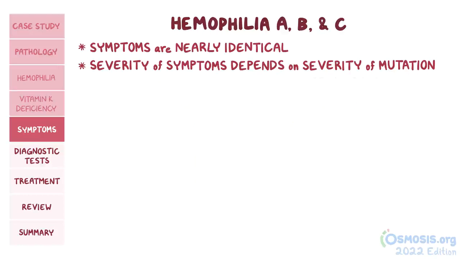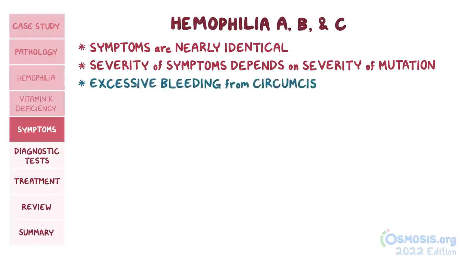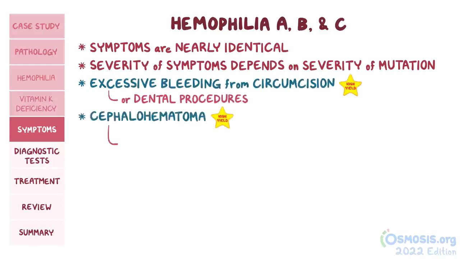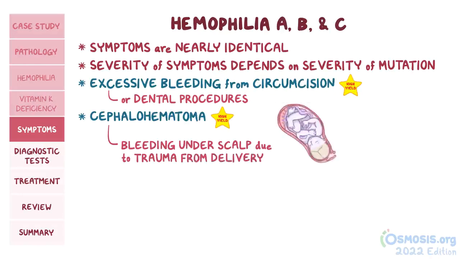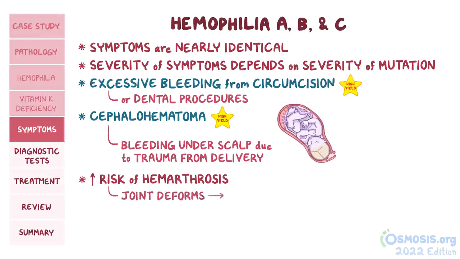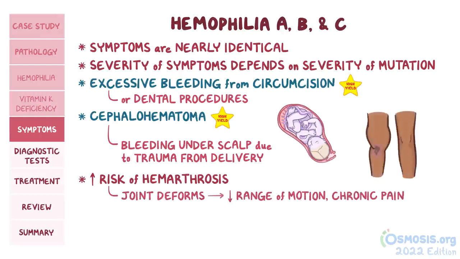Male infants often develop excessive bleeding from circumcision or from dental procedures. They can also develop a cephalohematoma, which is bleeding under the scalp due to trauma from the delivery. There's also an increased risk of getting hemarthrosis once they start walking and falling. Repeated episodes of hemarthrosis can cause the joint to deform, severely restricting range of motion and causing chronic pain.